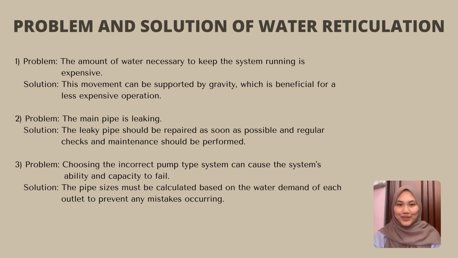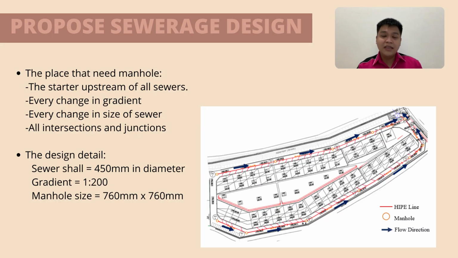occurring. Thank you. The proposed sewerage design is showing the plan of the sewerage. The red color line is showing the HDPE pipe, and the orange circle with the red line is showing the manhole, and the blue color is showing the flow direction of the sewerage.